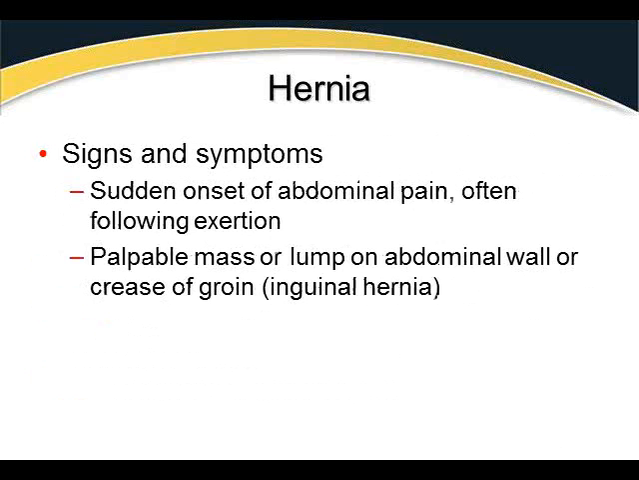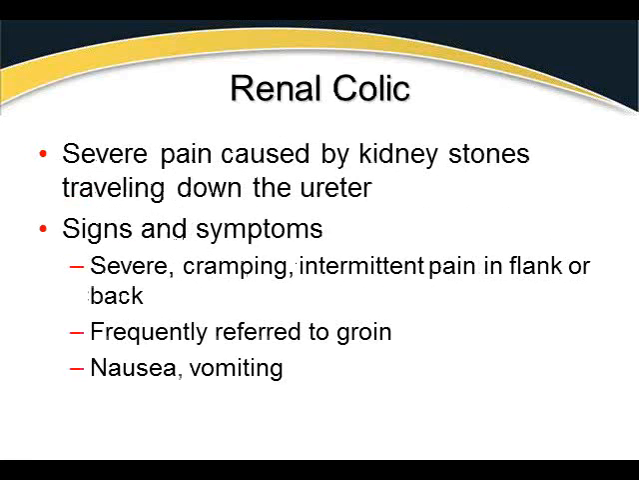Signs or symptoms include sudden onset abdominal pain, often following exertion, and a palpable mass or lump in the abdominal wall or in the crease of the groin in the cases of inguinal hernia. Renal colic. This is actually the medical term for kidney stones. This is a severe pain caused by kidney stones traveling down a ureter. And signs or symptoms are going to include severe cramping, intermittent pain in the flank or back, frequently referring to the groin or the urethral meatus, which is where the external opening of your urethra is, so either in the tip of your penis or near the vagina, and then nausea and vomiting.